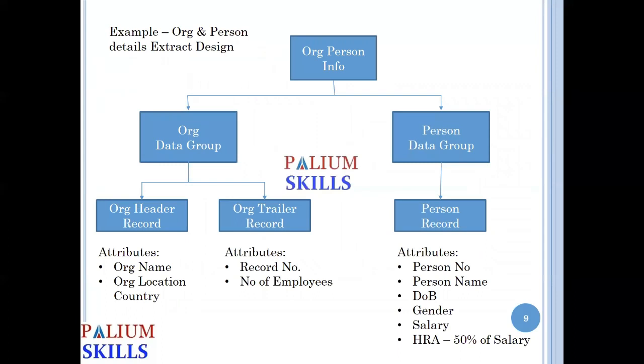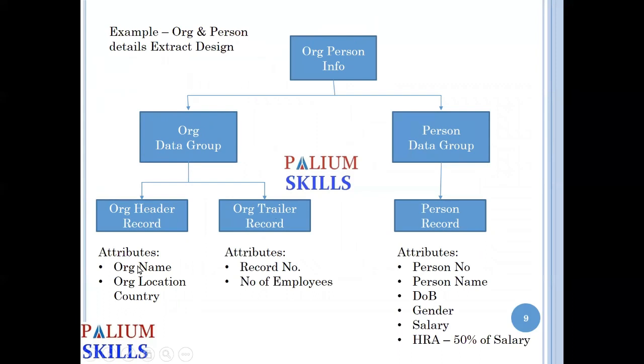So here's an example of extract design where we are looking at an org or person info, where we are going to have two data groups, an org data group and a person data group. The org data group has two records. One is the org header, the other is the org trailer. So one could come in the beginning, one right up at the end. And then you would have the person data group, which has the person record, and the individual fields or the attributes that go into each of them.